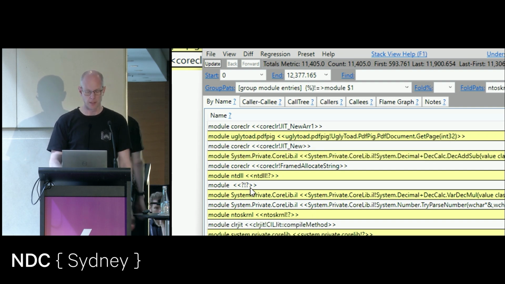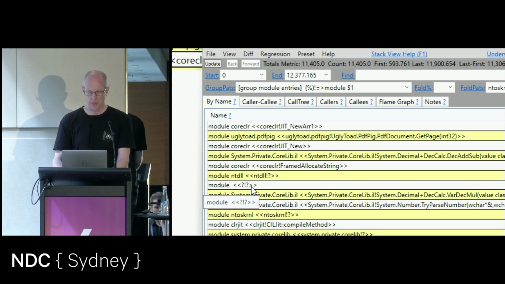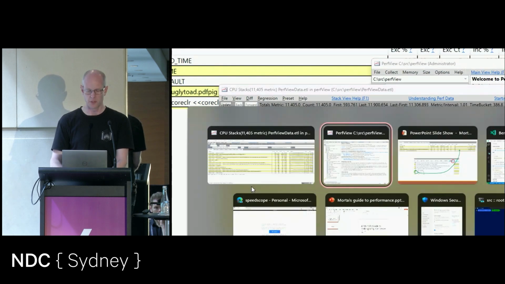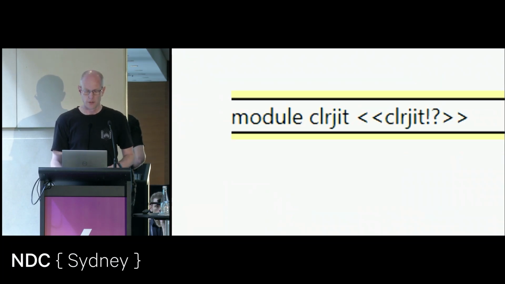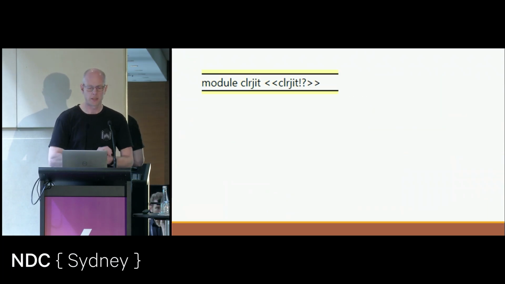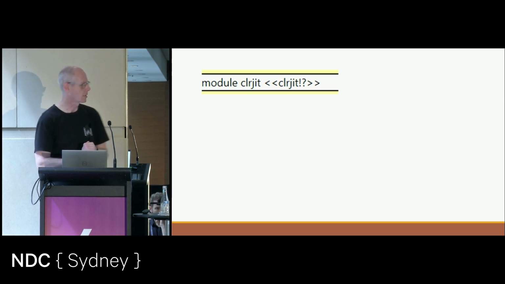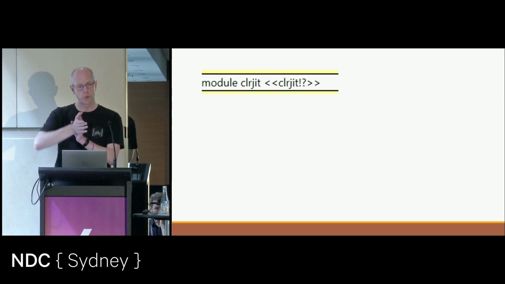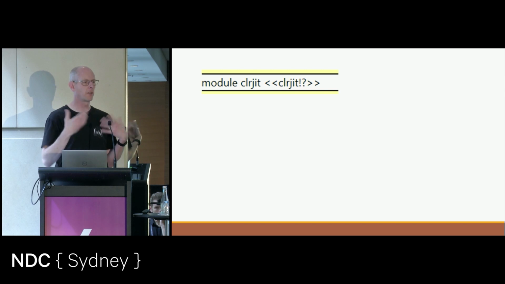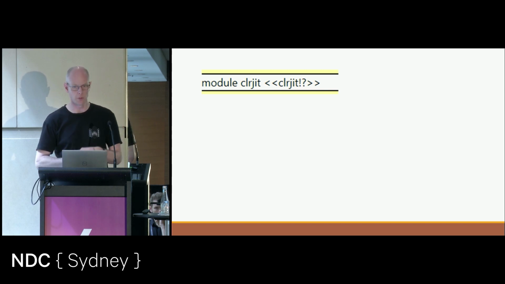I should mention, can you see this one here? NTDLL question mark exclamation and module question mark exclamation question mark. This is basically PerfView saying, I don't know what symbols you're talking about. You will see things like this: Module CLR JIT. So we've got the module name before the exclamation point, and then a question mark saying we don't have the PDBs and the symbols loaded.